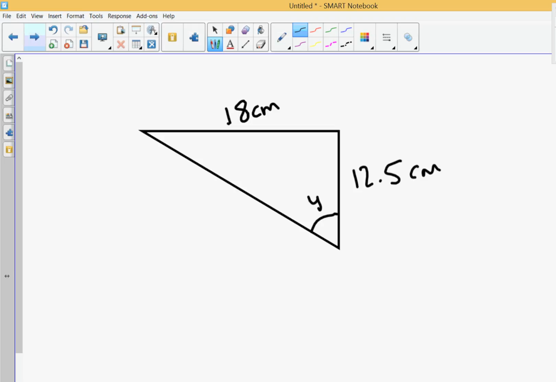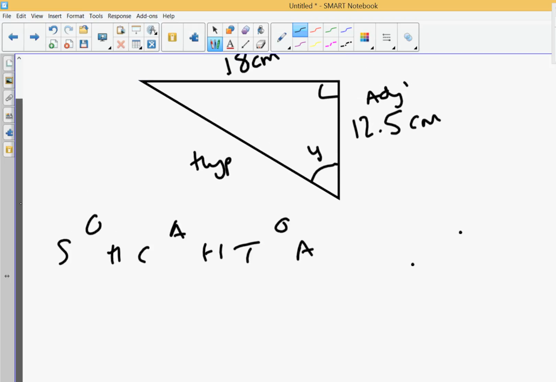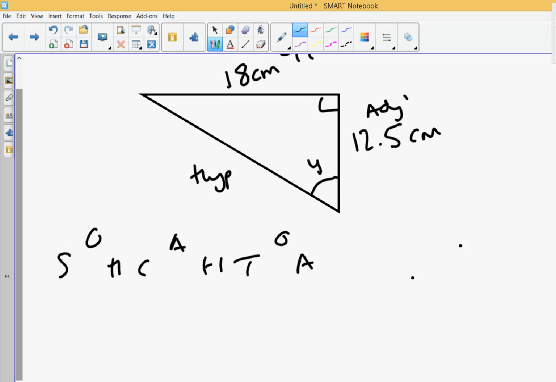On to our second example. Same again, label a triangle. So I've got my hypotenuse, my opposite, and my adjacent. Write out SOHCAHTOA. Tick off what I know. So I know the opposite and I know the adjacent. So this time, this form of the triangle's got two ticks in it, so I'll use that.